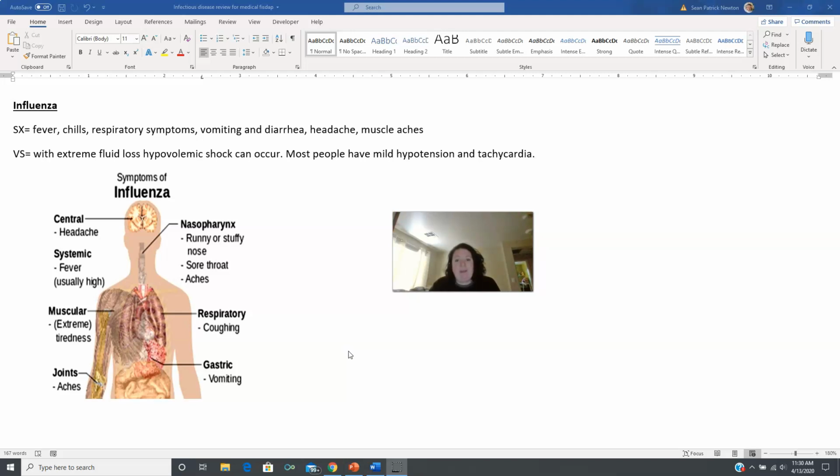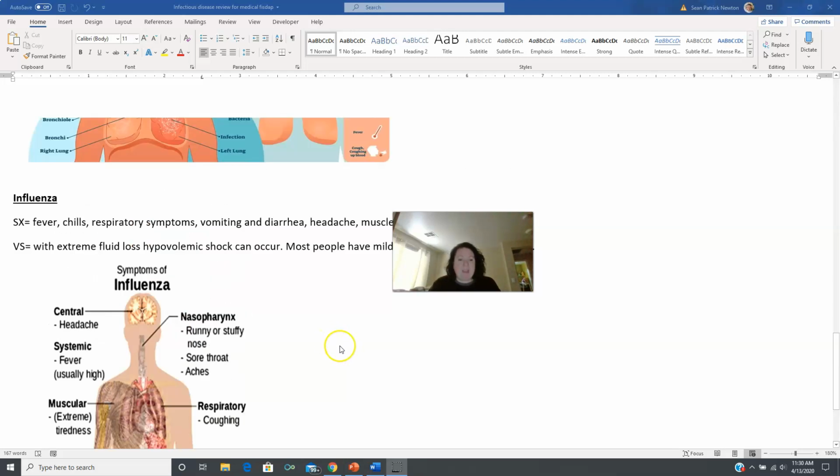And the treatment for that would be oral rehydration, so they should be drinking Gatorade or water, Tylenol to bring their fever down. But if they're having a lot of vomiting and diarrhea and a lot of fluid loss, then they need treatment with an IV, so they need to be transported to a hospital.